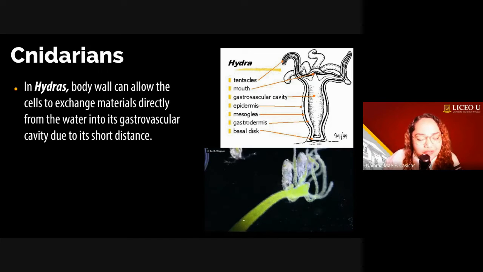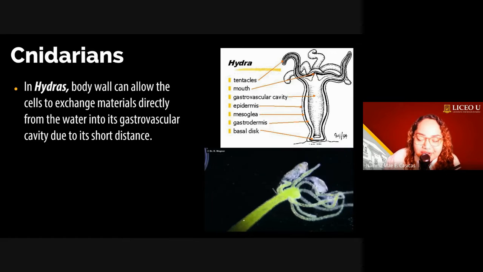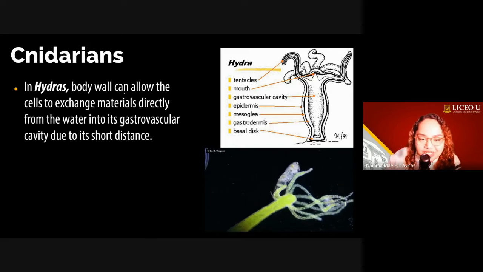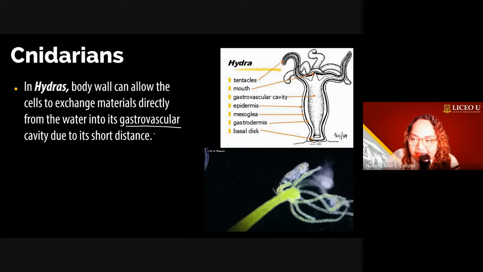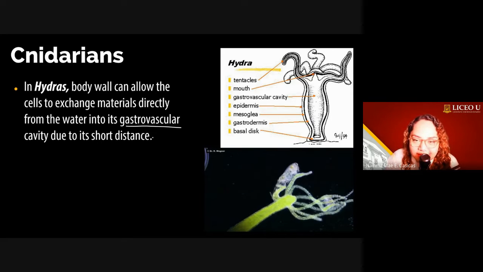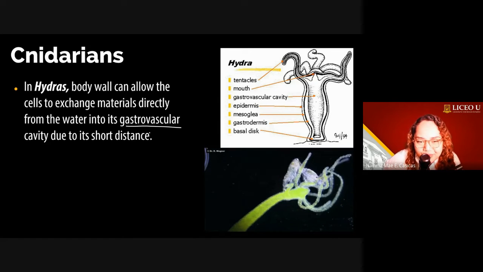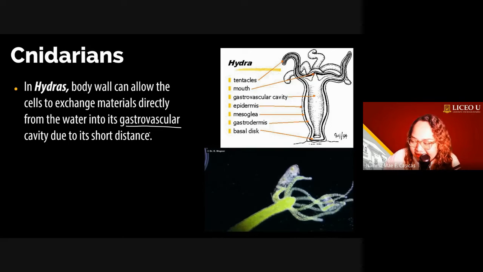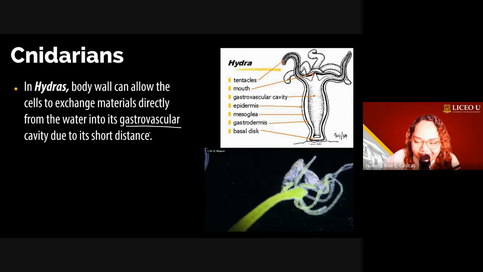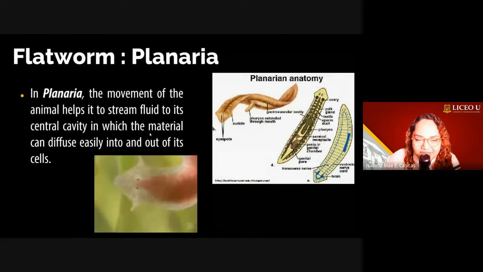Okay. So, for example, in hydras, the body wall can allow the cells to exchange materials directly from the water into its gastrovascular cavity due to its short distance. When you say gastrovascular, its digestive system is one with the circulatory system. So it's not a very complex animal at all. If you see the GIF, it captures its prey, and then it gets into its body wall. So it's quite a simple animal.